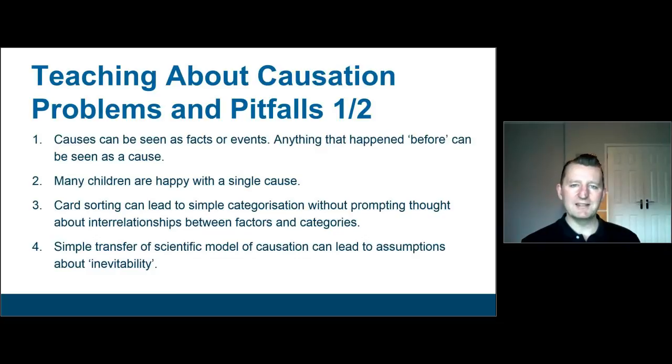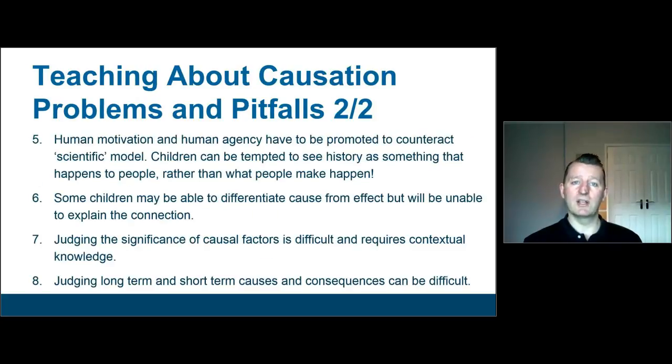But history isn't like that. When we claim we've got an account of historical causation, it doesn't work like that, because there is always free will, there is always a degree of agency, and there is always a degree of interrelationship between factors that might make things happen differently if the context changes.